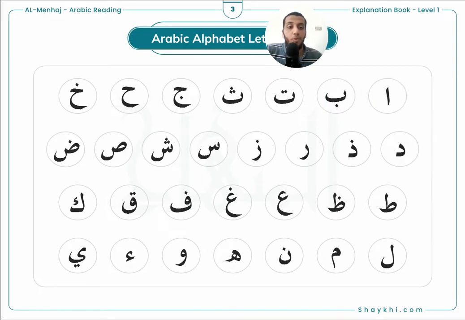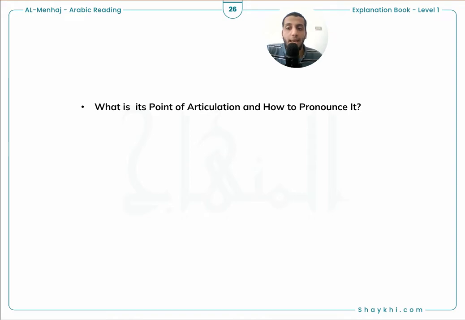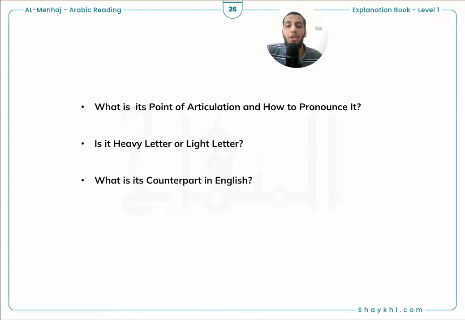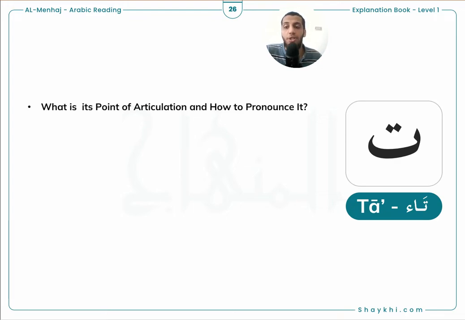Okay? So as we know, we are discussing the Arabic alphabet letters through these questions. What is the point of articulation and how to pronounce? And is this letter heavy or light, and why? The third question is, what is its counterpart in English? And the fourth question is, what are the common mistakes when pronouncing this letter? Okay, so let's start with the first question.